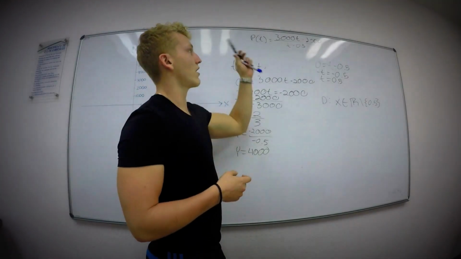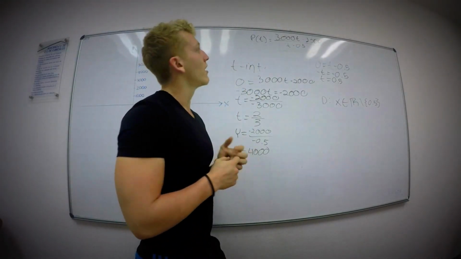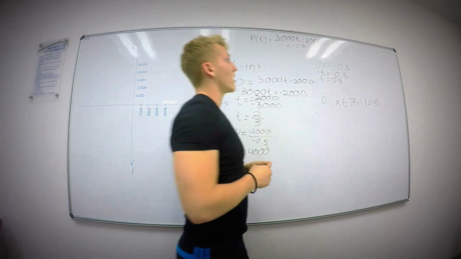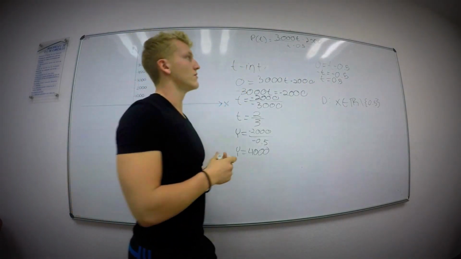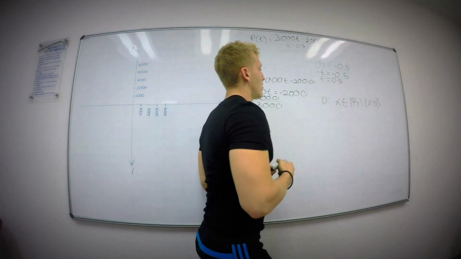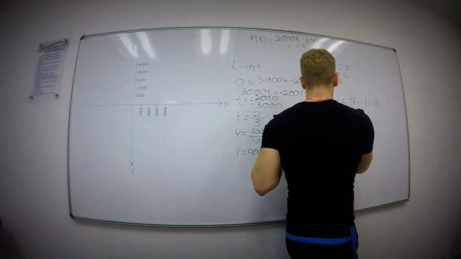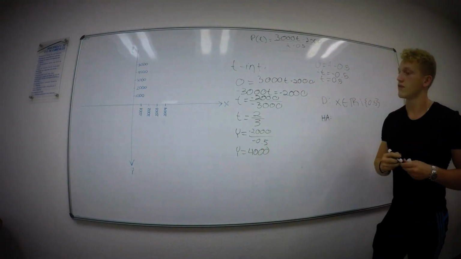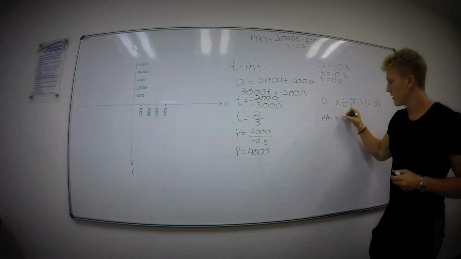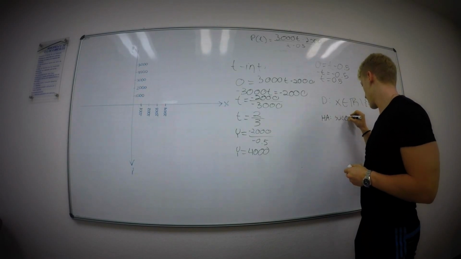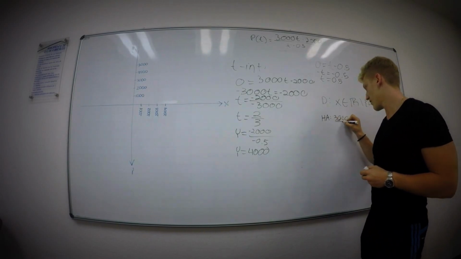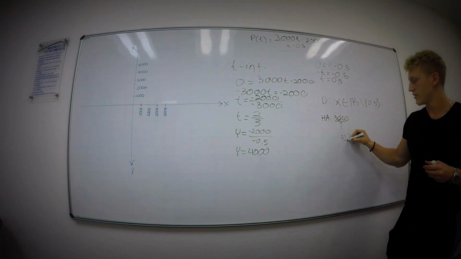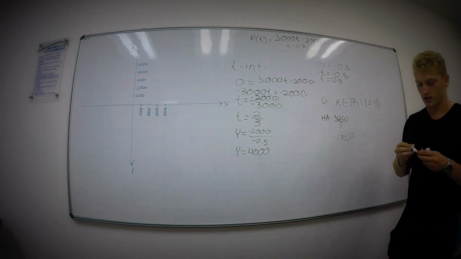We are going to get the horizontal asymptote. We check the degrees, and the two are equal. There's one t on top and one t on the bottom, so it's 3000 divided by 1, so the horizontal asymptote is 3000.